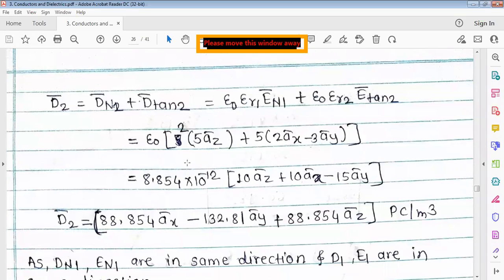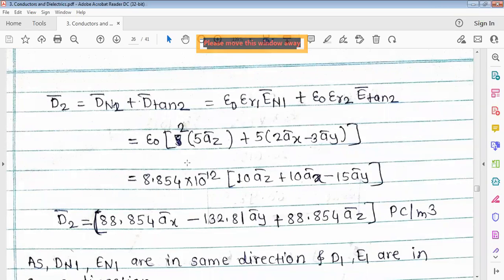Now we have to find the D2 bar, the total component. The total D2 bar has two components, the tangential component and the normal component. As I told you, Dn1 is equal to Dn2, and for the tangential components, there is a relation between D bar and E bar, both related with the relative permittivity.